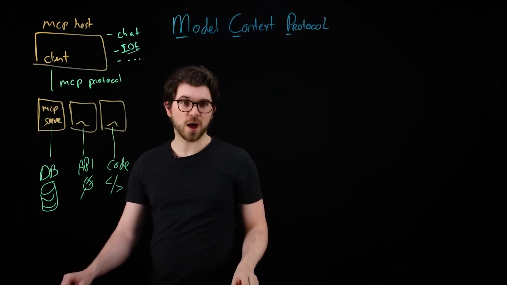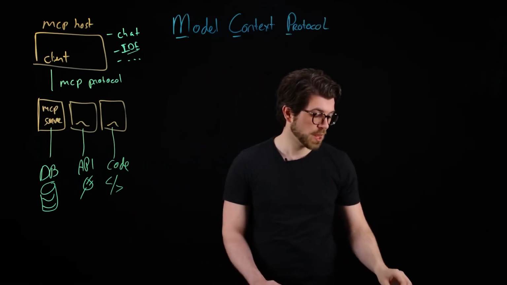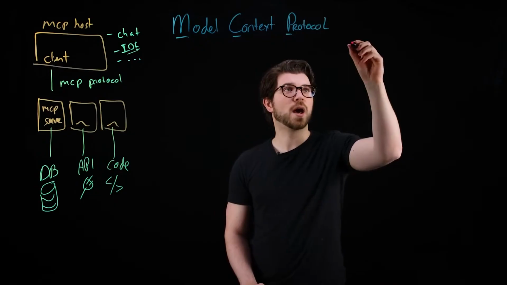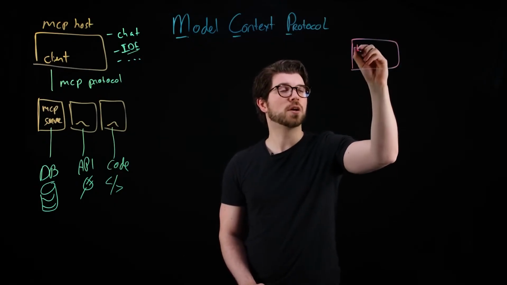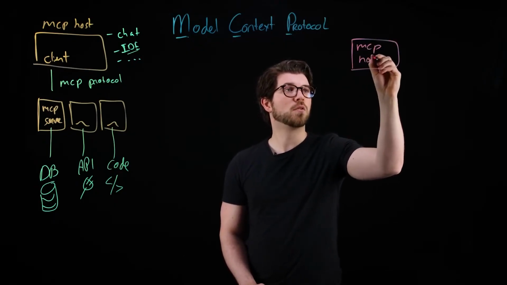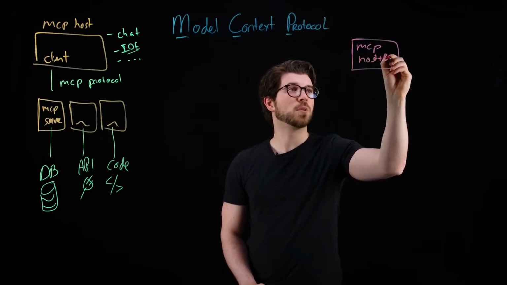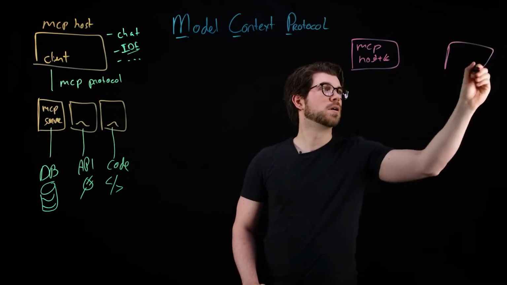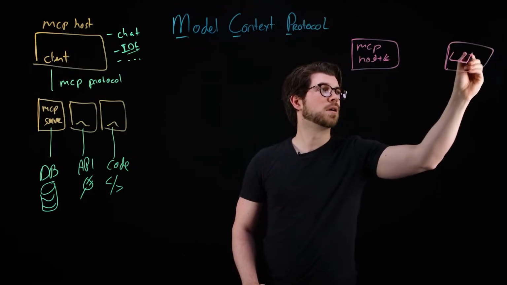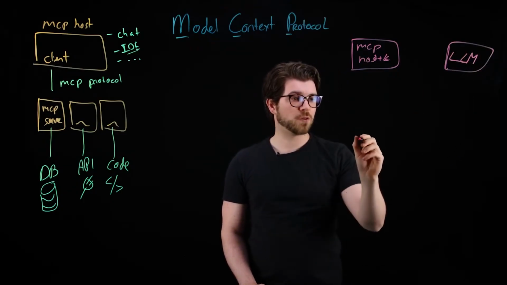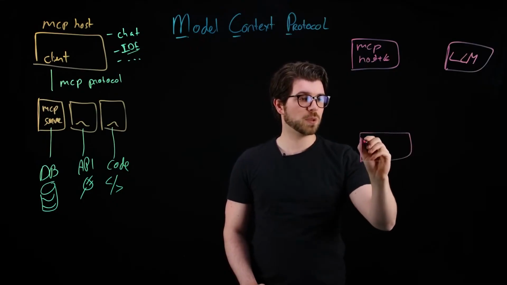Let's look at an example of how to use MCP in practice. We still have the three components. We would have our MCP host and client. Of course, we also have a large language model. And then finally, we have our MCP servers. And these could be multiple MCP servers or just a single one.